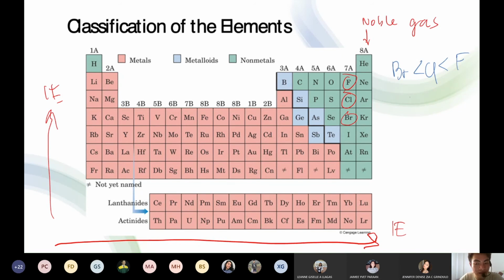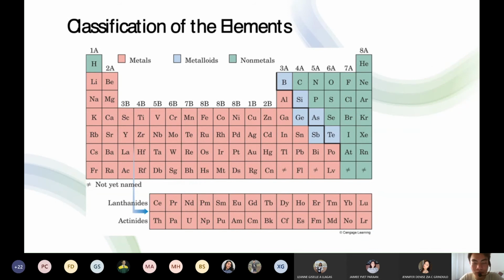So ito, magra-random circles ako dito sa ating periodic table. Then I want you to predict, arrange them pala, increasing atomic size. Sige. Mag-highlight ako ng elements, then I want you to choose kung sino may pinakamalaki at sino pinakamaliit.